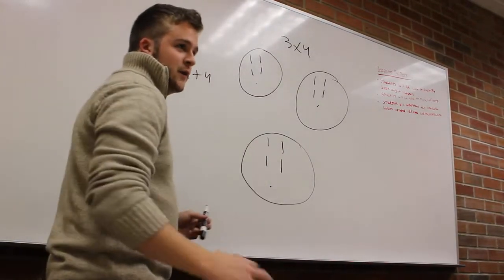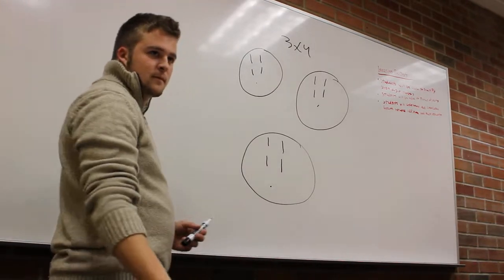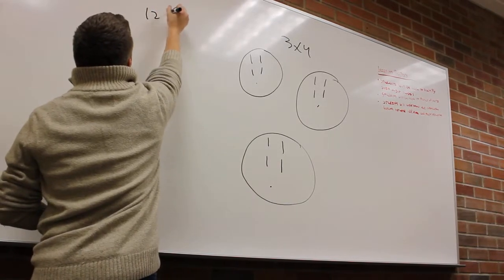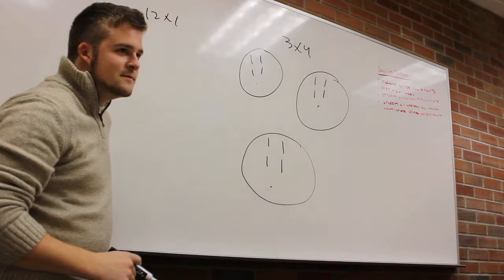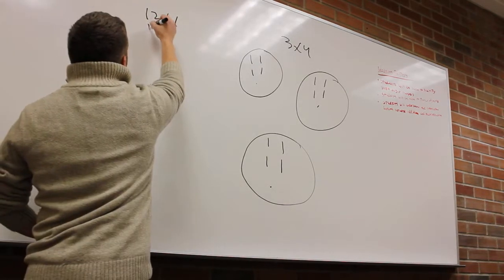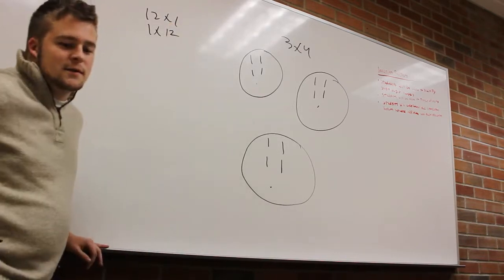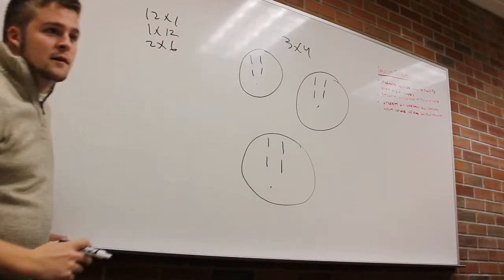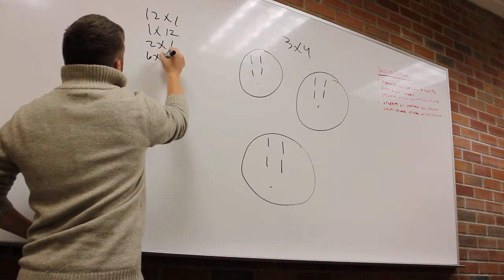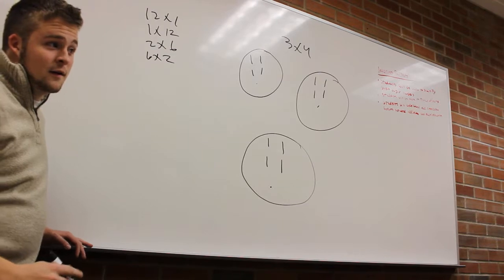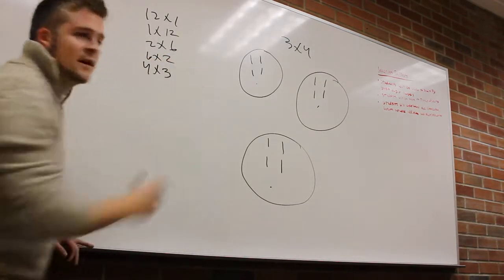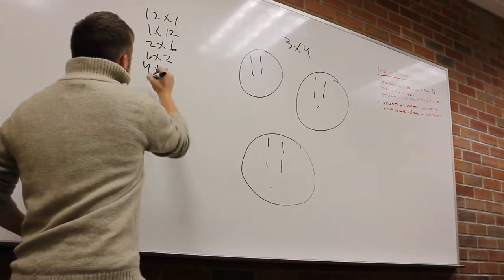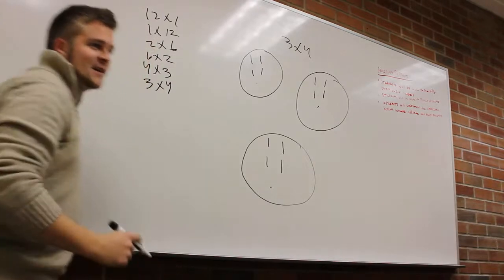Good job, guys. So can we, as a class, discuss different ways that we grouped these popsicle sticks? 12 groups of 1. I like that one. 1 times 12, 1 group of 12. 2 groups of 6. 6 groups of 2. I see a pattern. 4 groups of 3. 3 groups of 4. Good job, guys.